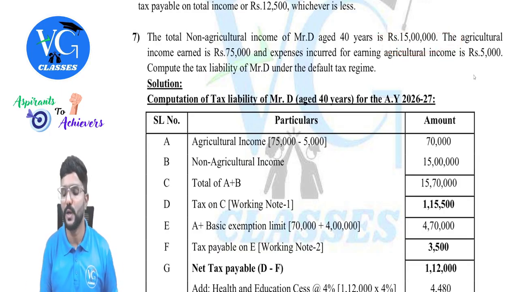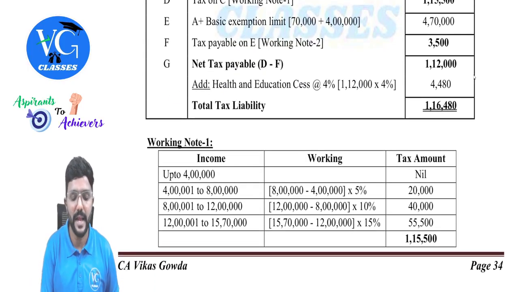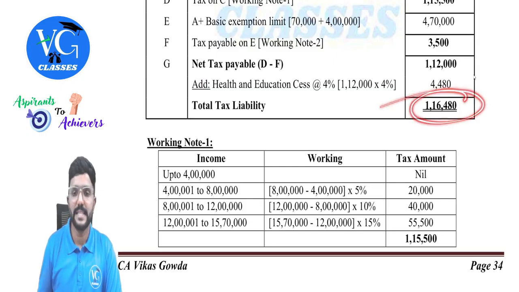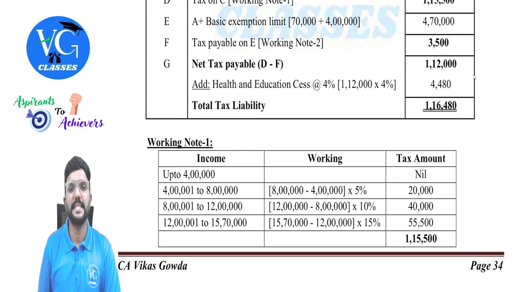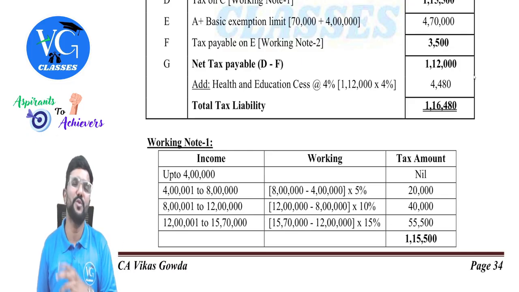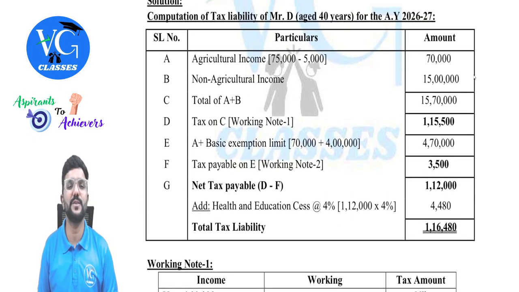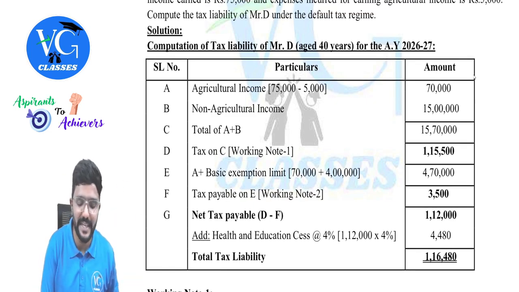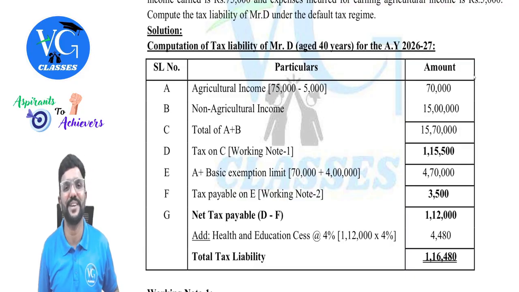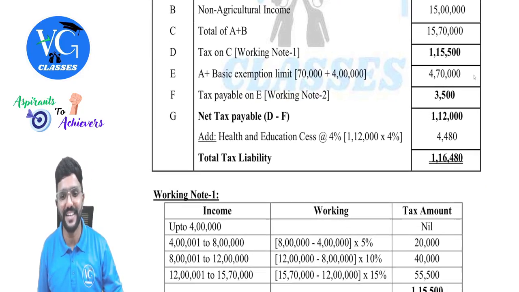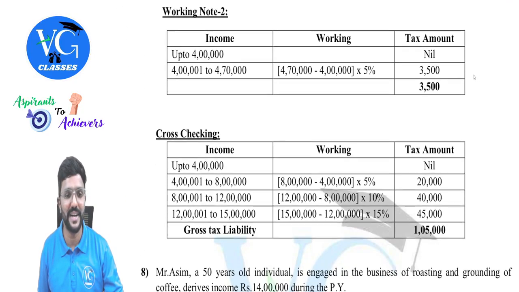No surcharge because non-agriculture income is not more than 50 lakh. So straight away add health and education cess. So total tax liability we get as 1,16,480. Sir, why so much drama, sir? We would have done just normal calculation. We would have calculated tax only on non-agriculture income. No, sir. No, guys. So what is the government trying to do through this partial integration?